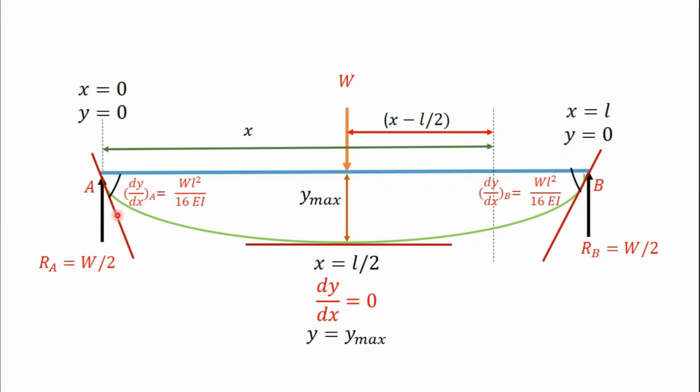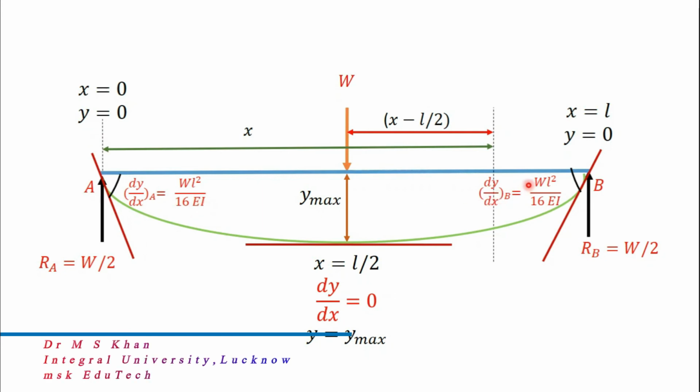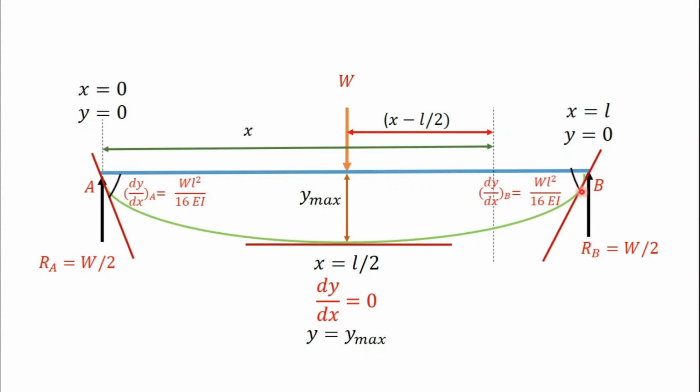So you can see finally it is a diagram, and in this you can see the slope at A, dy by dx at A equals W L squared upon 16 E I, dy by dx at B equals W L squared upon 16 E I, where both slopes are equal in magnitude due to symmetry, and y max is at x equal to L by 2, where dy by dx equals 0, and y equals y max.